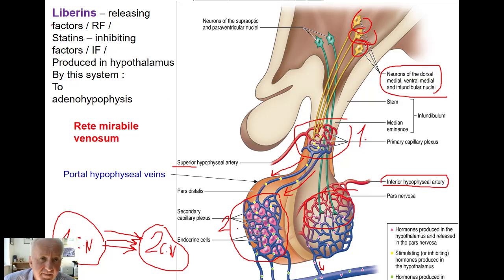In another name, liberins, releasing factors, because each hormone produced in the adenohypophysis has its own important liberin or releasing hormone, releasing factor. And also some inhibiting factors can get here by blood from the hypothalamus to the adenohypophysis. So it is a very important shortcut between this place and the adenohypophysis, between the infundibulum and the adenohypophysis.